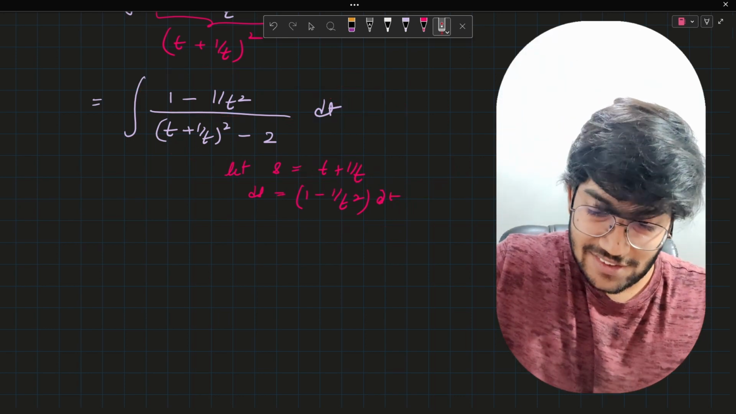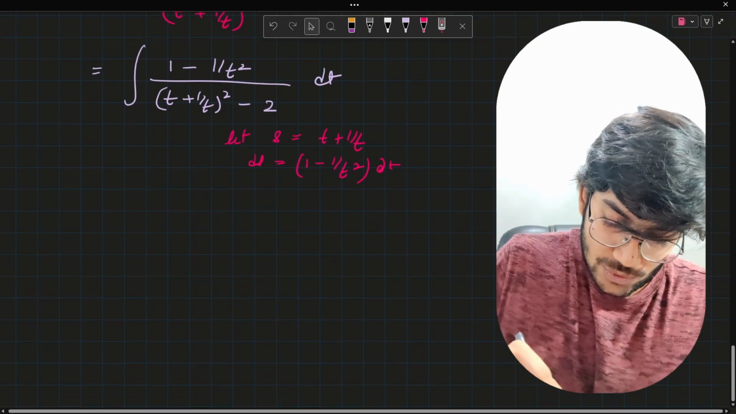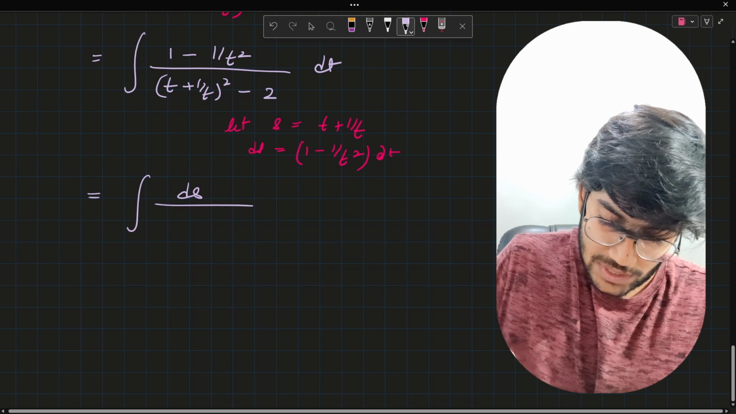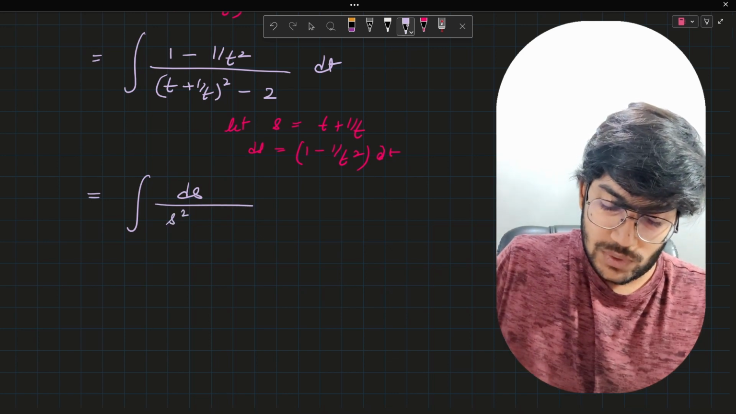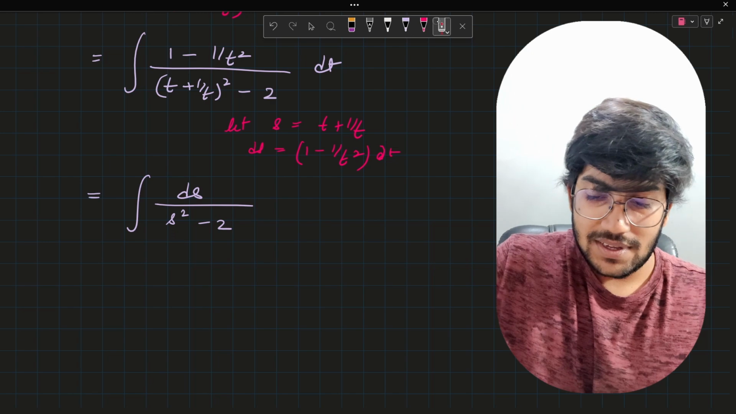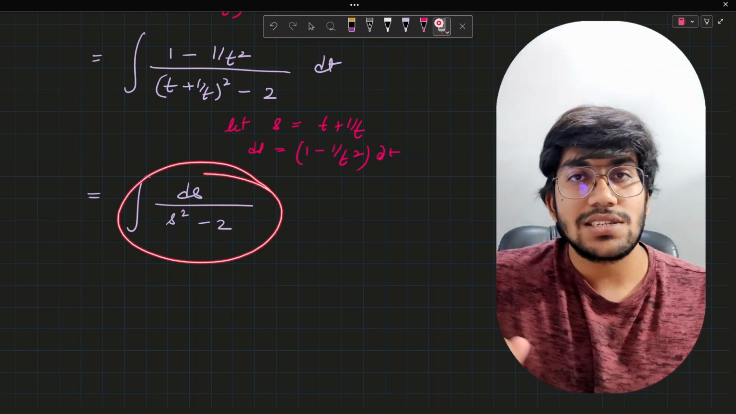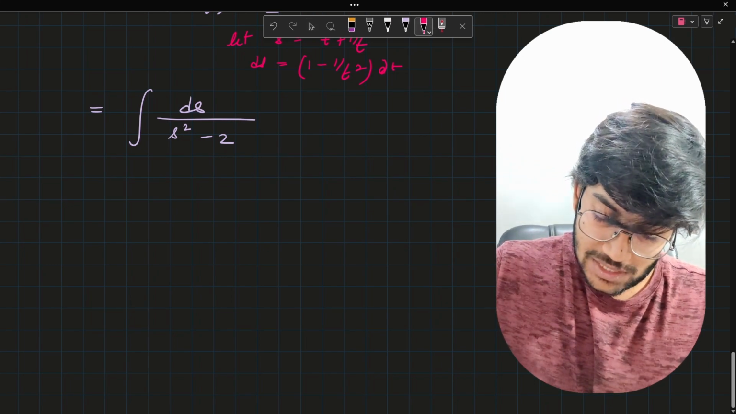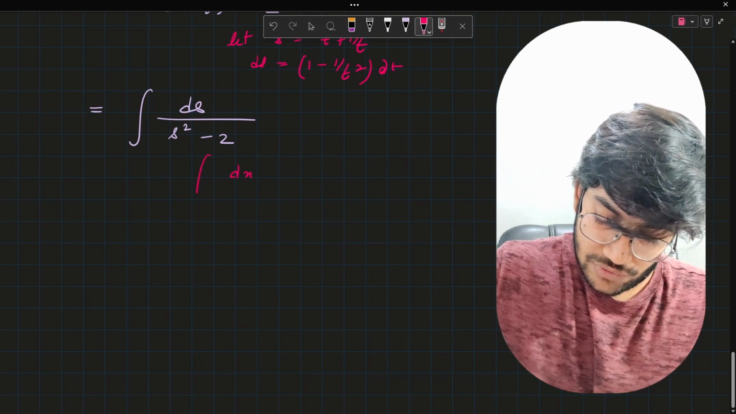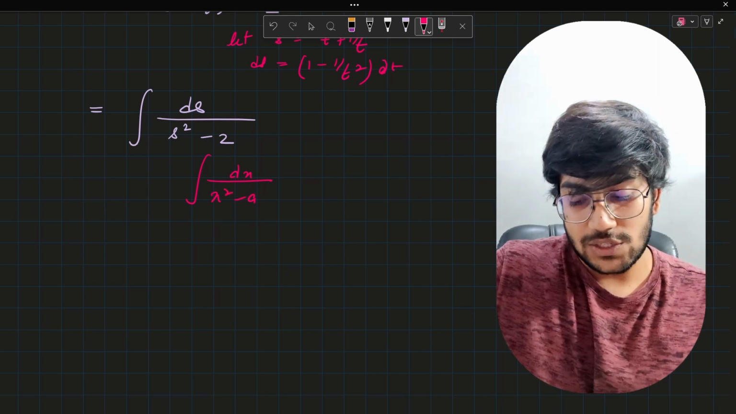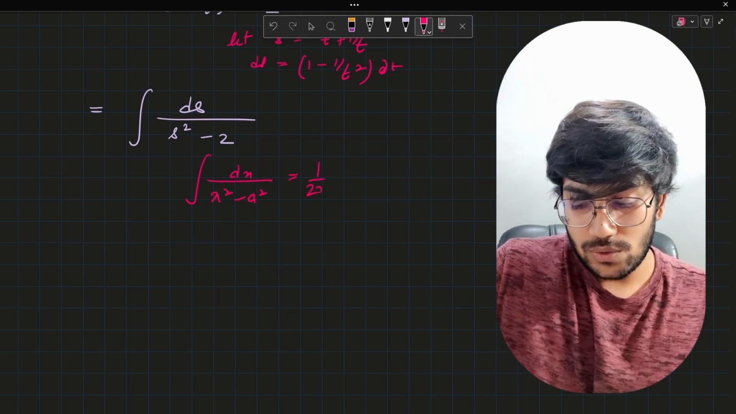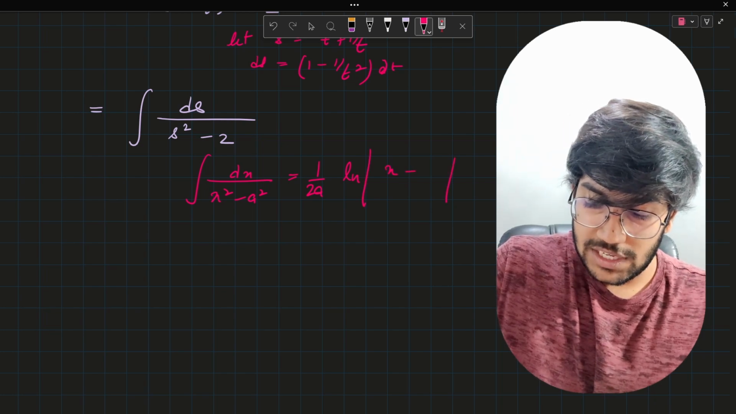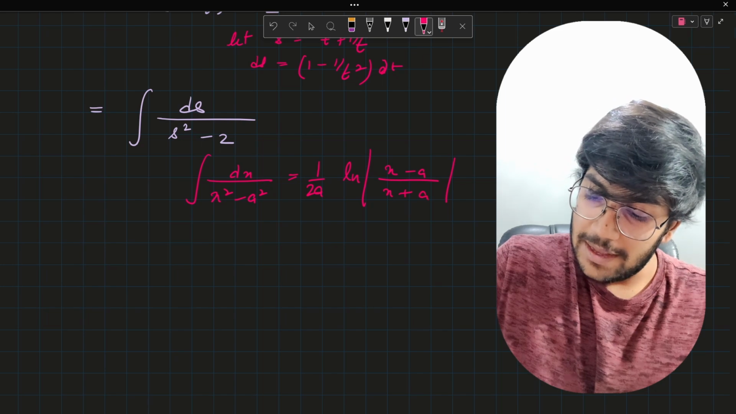So again, if you just do the substitution, you'll get the integral of ds over s square minus 2. And now again, this is a standard integration form. So what we'll do is, if you remember, the integration of dx over x square minus a square is equal to 1 by 2a ln mod of x minus a by x plus a plus c.